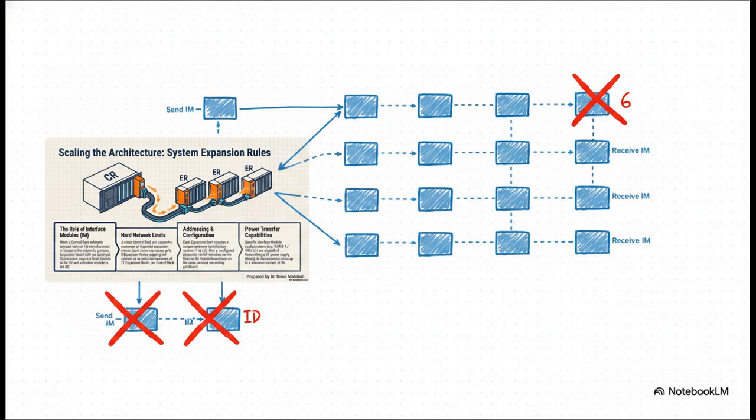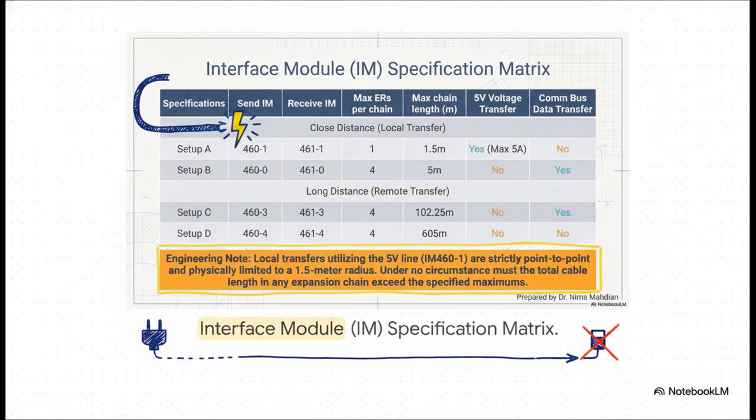And here's another crucial rule. Every single one of those ERs requires a unique hardware identification number set via tiny dip switches right on the receive IM. If you accidentally have duplicate numbers on the same network, it will cause a total system failure. Now, the specific type of interface module you choose completely dictates your system topology.